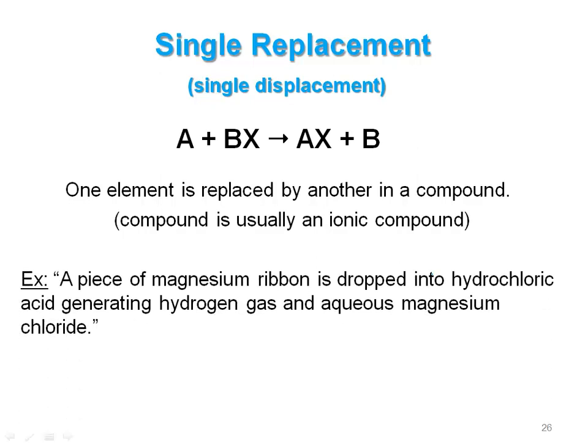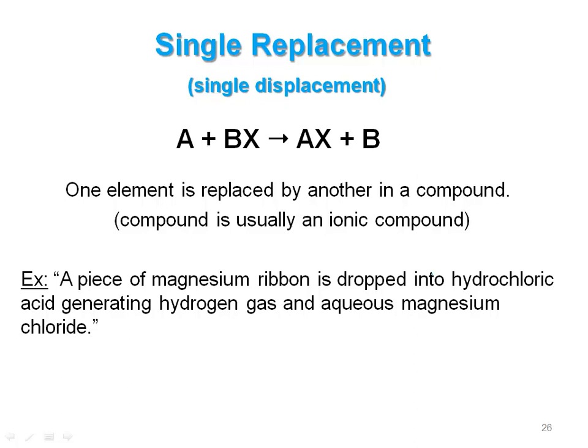So, an example of this, a piece of magnesium ribbon dropped into hydrochloric acid, generating hydrogen gas and aqueous magnesium chloride. So, the magnesium is dropped in with the hydrochloric acid. There is a switching of ions. So, in this case, the magnesium ribbon is solid magnesium.